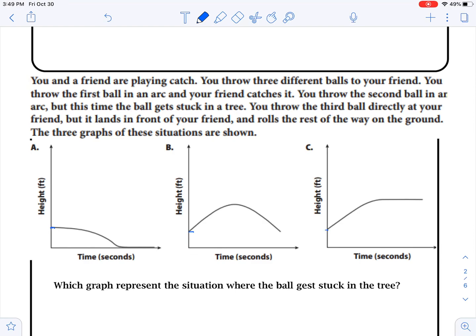Next one says your friend catches it. So when the ball ends, it should be above the ground. So this wouldn't work. It's this one right here that hits the ground. This one's above the ground, and this one's above the ground. But you and your friend are the same height. So this would be ball one right here.